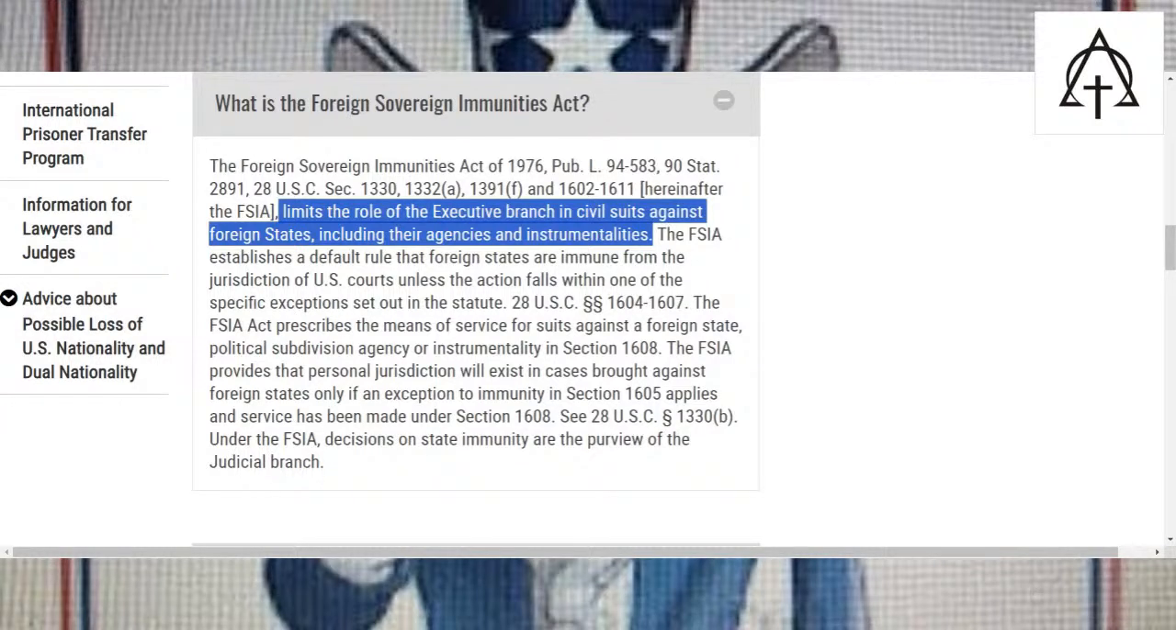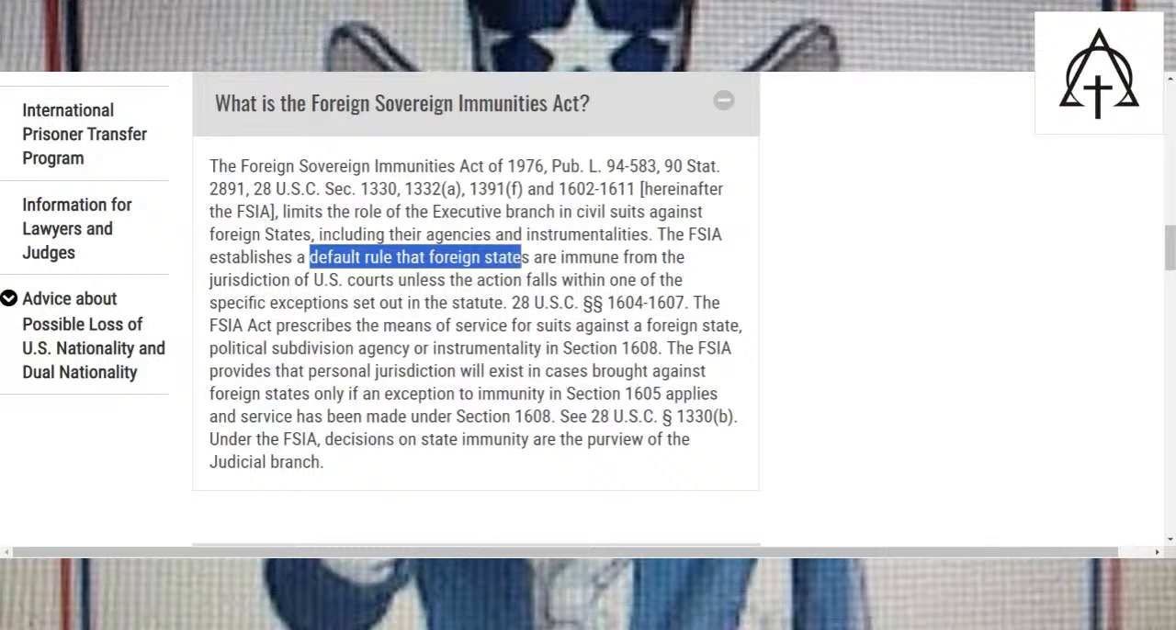The FSIA establishes a default rule that foreign states are immune from the jurisdiction of U.S. courts. In every state, it does not have its own court. It is a court of the United States. It's a foreign trade zone court. Unless the action falls within one of the specific exceptions set out in the statute, which they are obligated under, 28 U.S.C. 1604 through 1607. Read them, learn them. We're going to go over them briefly.